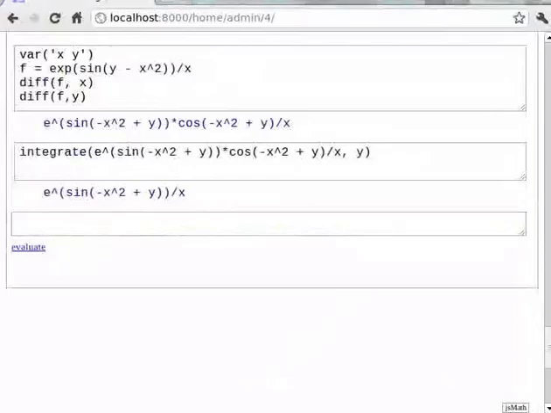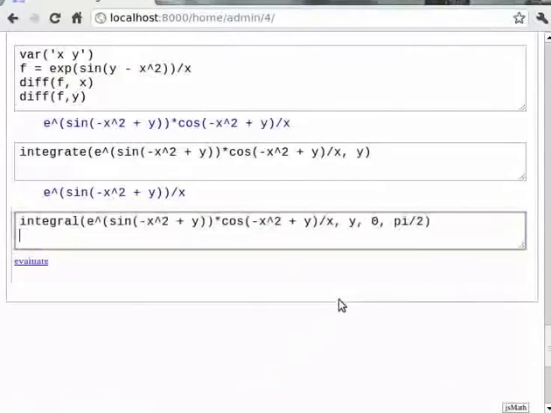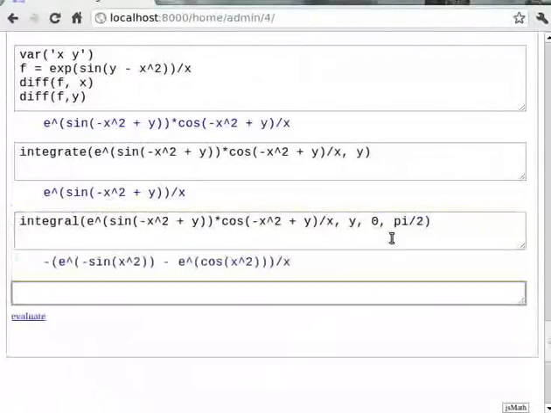Now let us find the value of the integral function, integral between the limit 0 and pi by 2. So for that you can type integral e raised to sine minus x square plus y multiplied by cos minus x square plus y by x, then y, then comma 0 comma pi, that is pi by 2. Then hence we got our solution for definite integration.